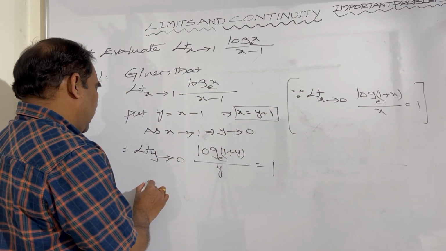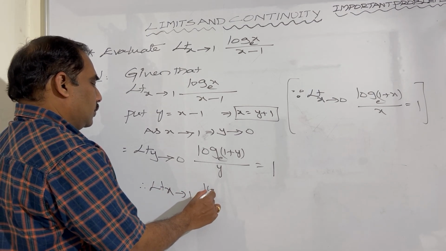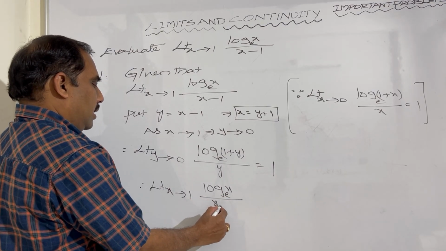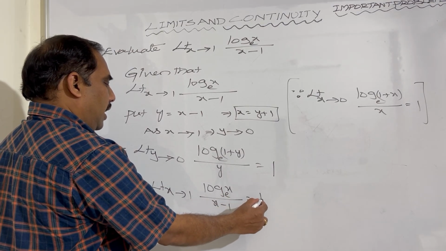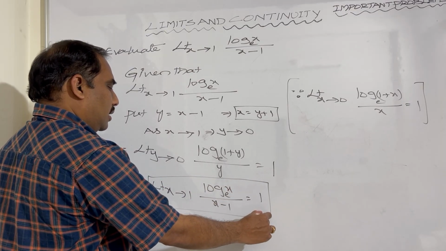So therefore finally we can say that limit x tends to 1 of log x base e whole divided by x minus 1, the value is 1. So like this we can evaluate the given limit.